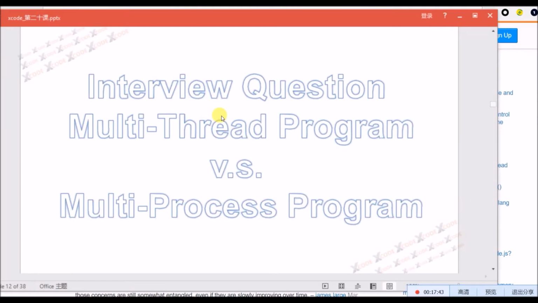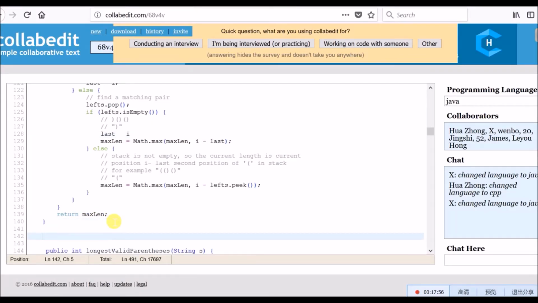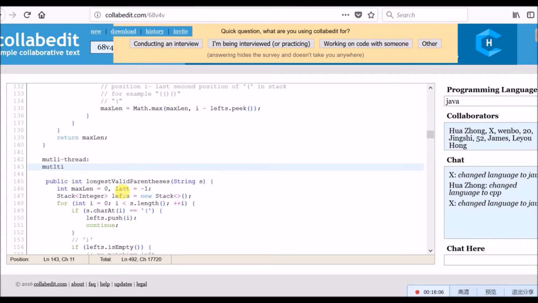Speaking of multi-thread and multi-process, let me type a little bit just for your help. I'm on line 142. It's a step further from the original question. What about multi-thread, and what about a multi-process program? A multi-thread example is MySQL, and a multi-process example is PostgreSQL. Why is it different?